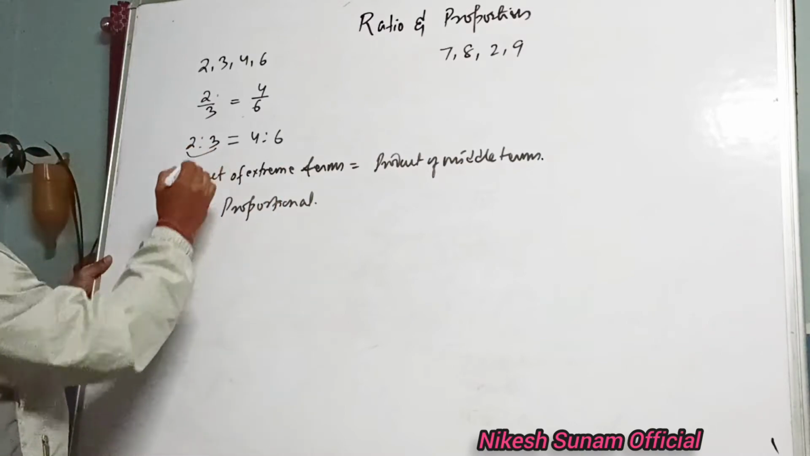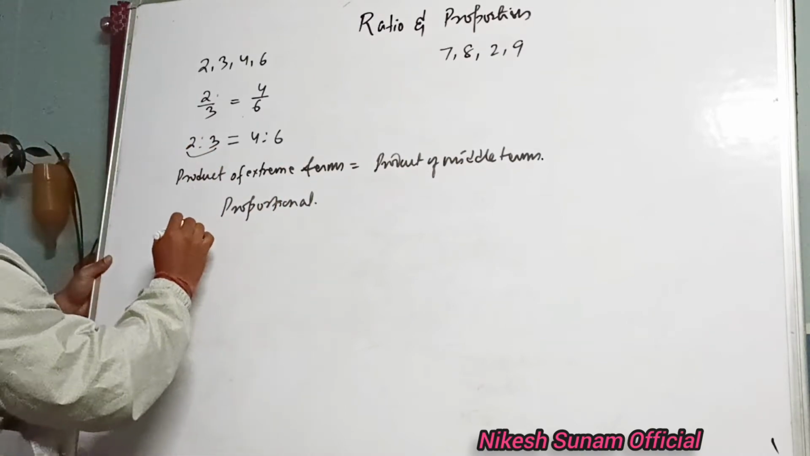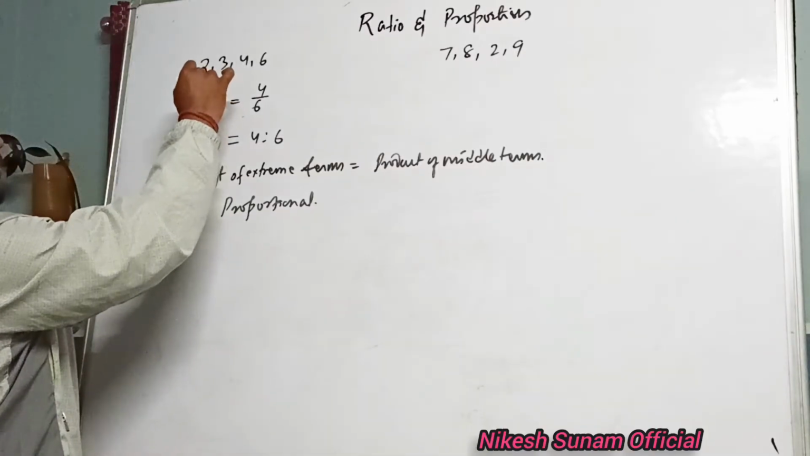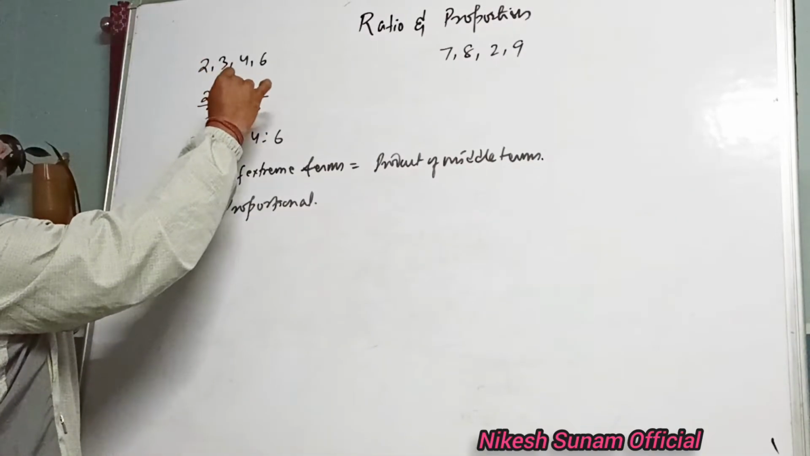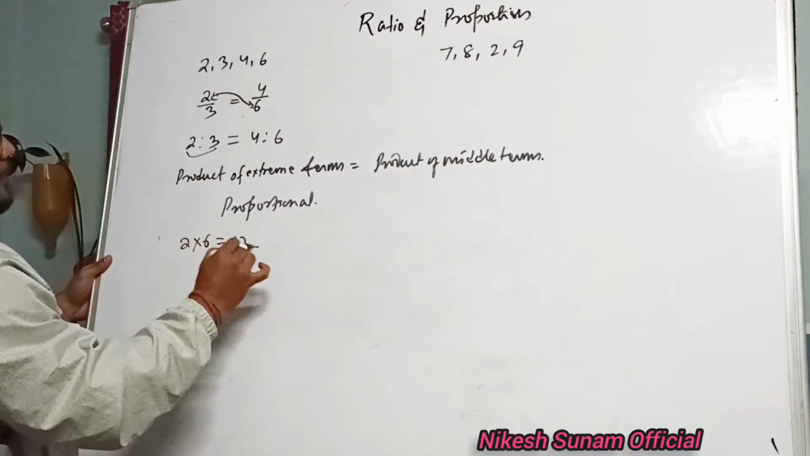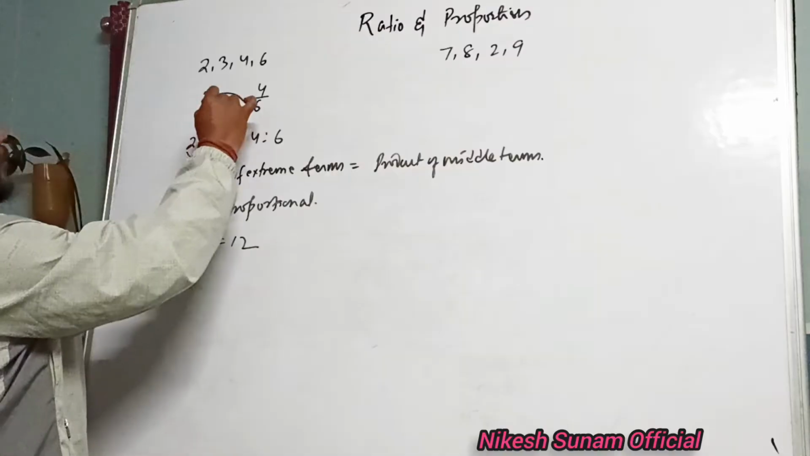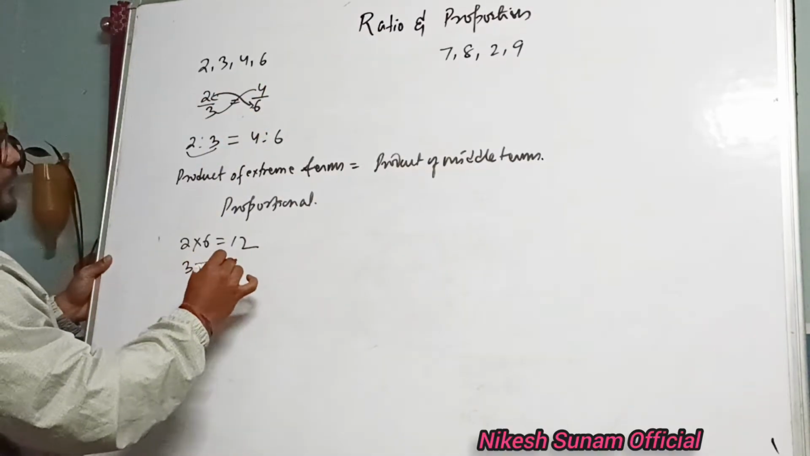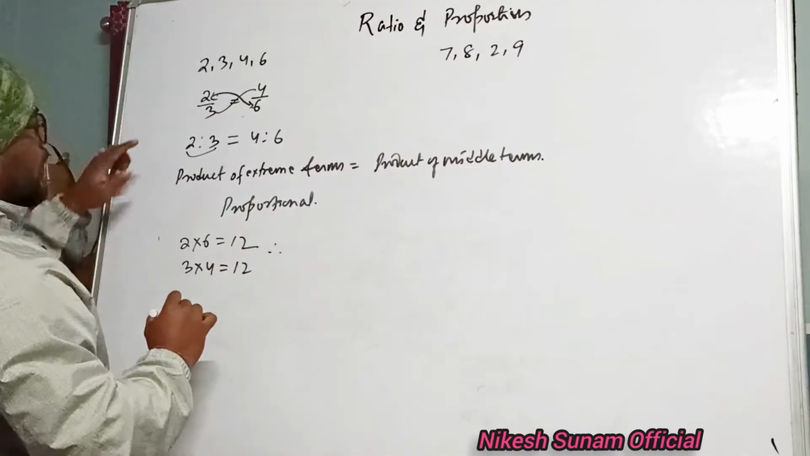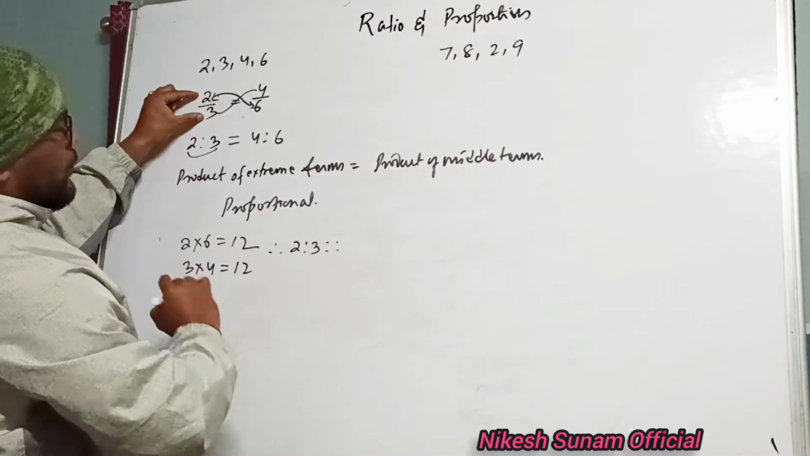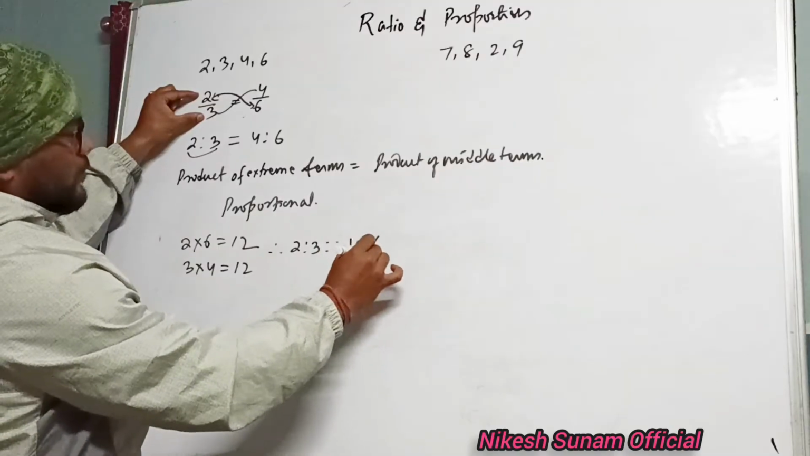So you just multiply these two. Okay, no. Product means these two, the middle numbers. That means the extreme terms: 2 and 6, you get 12, and 3 and 4, you get 3 into 4 equals 12. Therefore, 2 by 3 is directly proportional to 4 is to 6.